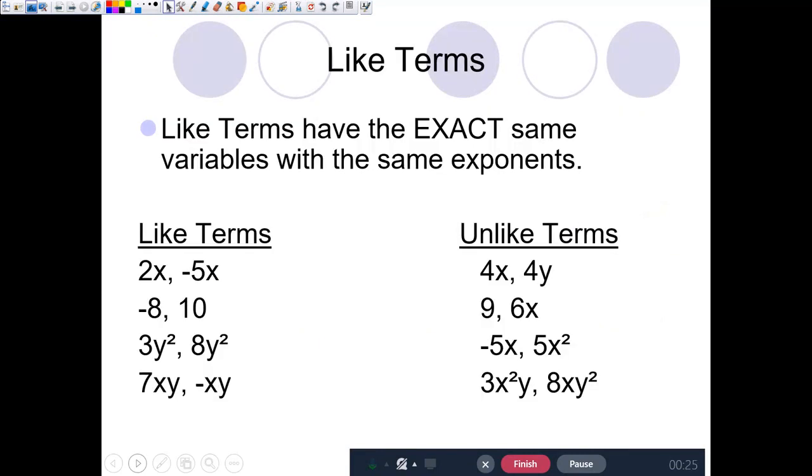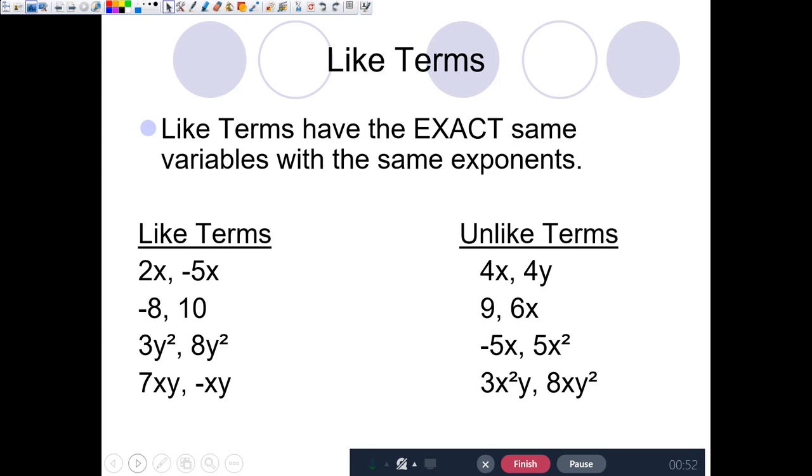So like terms. Like terms have the exact same variable with the same exponent. Okay, if it's not the same variable and it's not the same exponent, then they are not like terms. You cannot add or subtract them. Okay. So for example, 2x and negative 5x are like terms because the x is exactly the same. Okay. The variable and the exponent 1 is exactly the same.